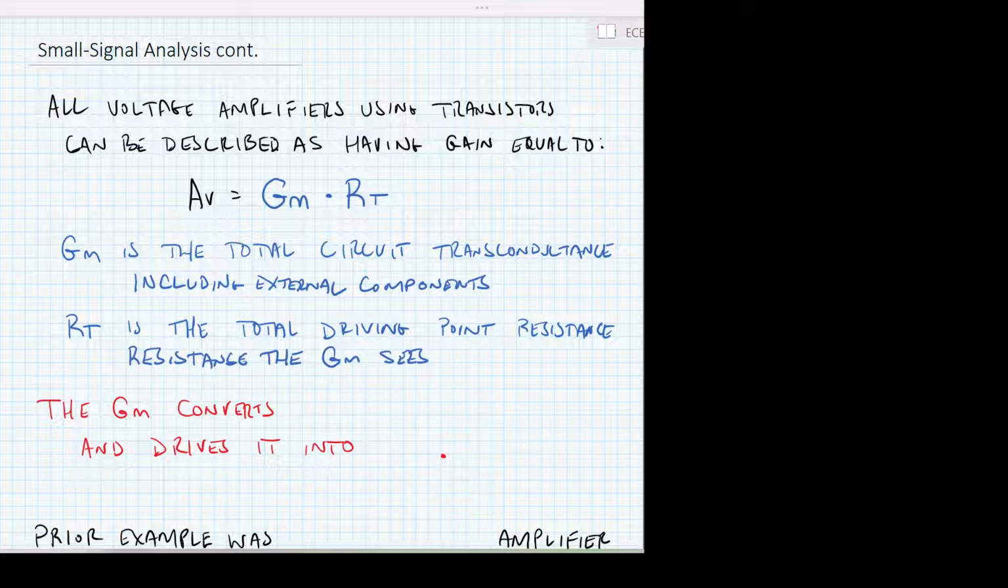What we mean by this is that the GM, the transconductance, is going to convert a voltage to current, and it's going to drive the current that it creates into the resistance RT. With the current flowing through RT, a voltage will develop, so that RT is going to convert the current back to a voltage.